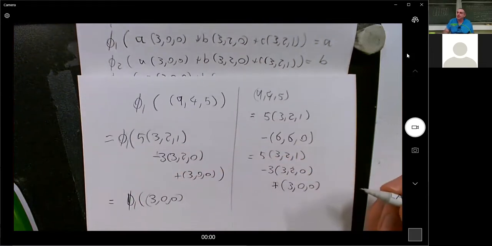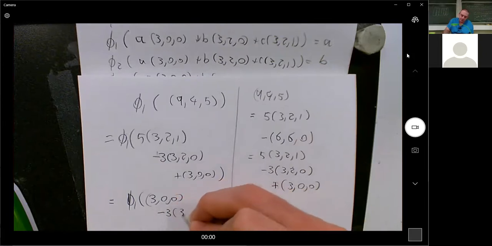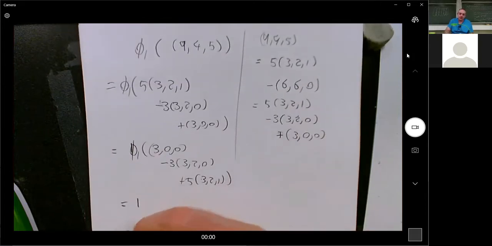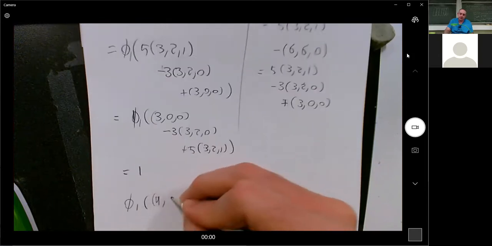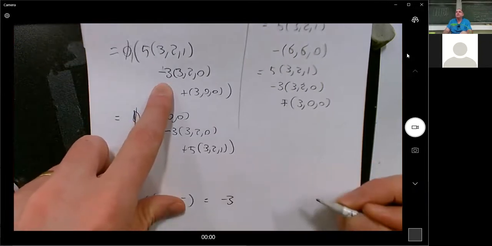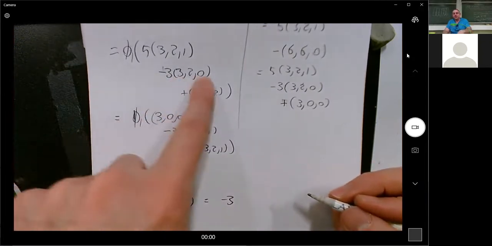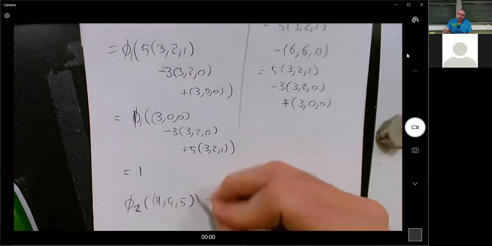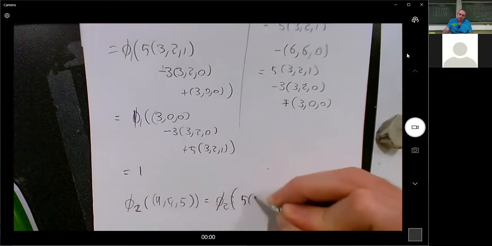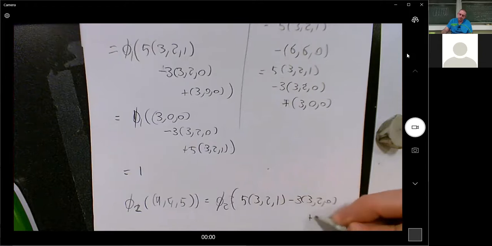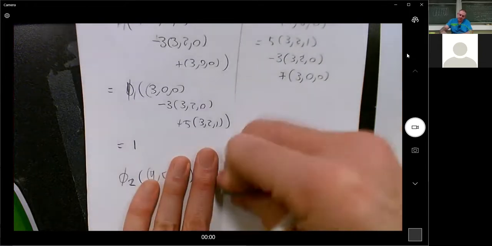You'd normally solve a linear system, yeah. And phi 1 of 945, sorry, phi 2 of 945 would be minus 3, because that's the coefficient of the second vector. Damn it, sorry.